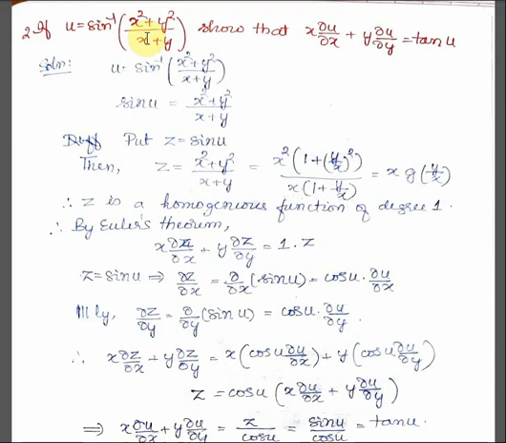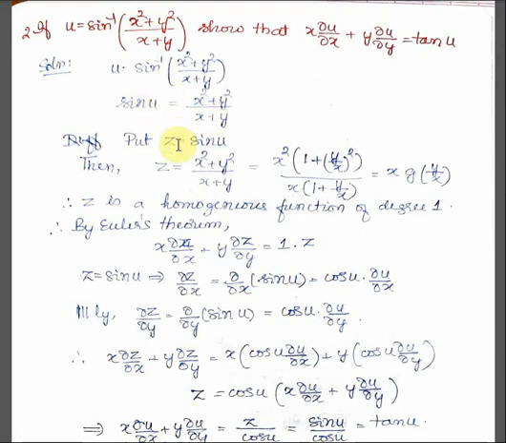So I should convert it into some form so that I can apply the Euler's theorem. That is what we are doing in the first few steps. Sine inverse is there. I have taken it to the left side. So sine u is equal to x square plus y square divided by x plus y. And the sine u I have substituted as z.